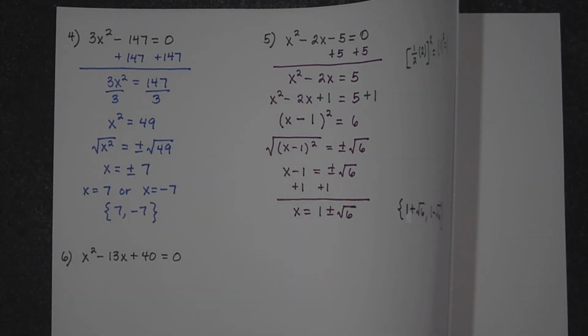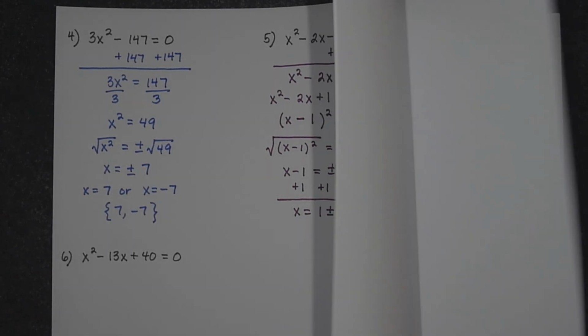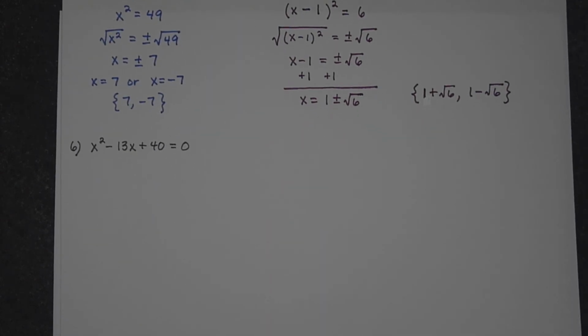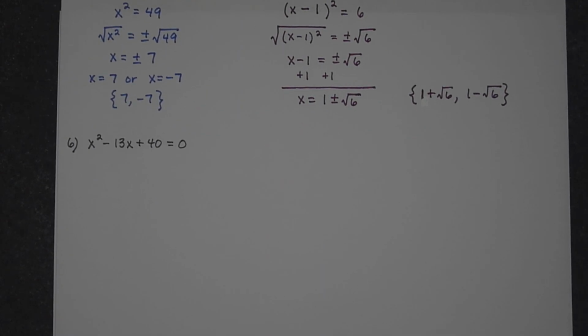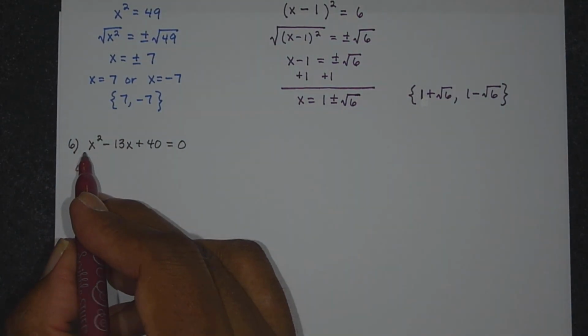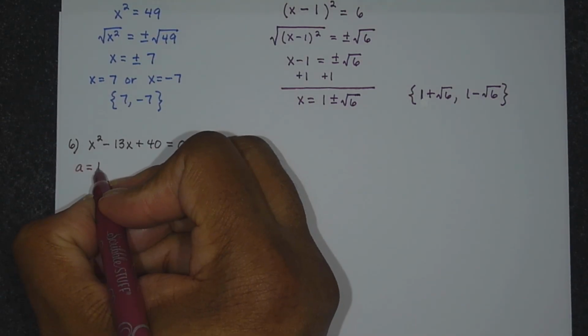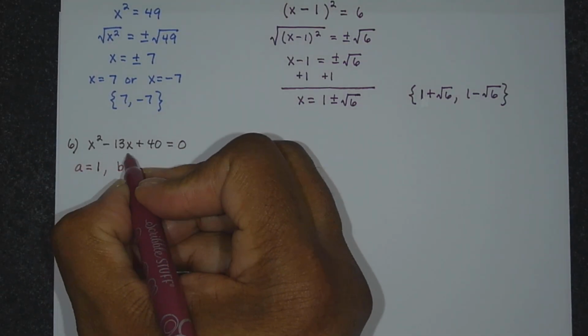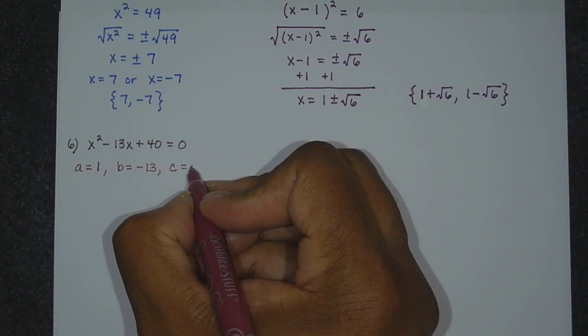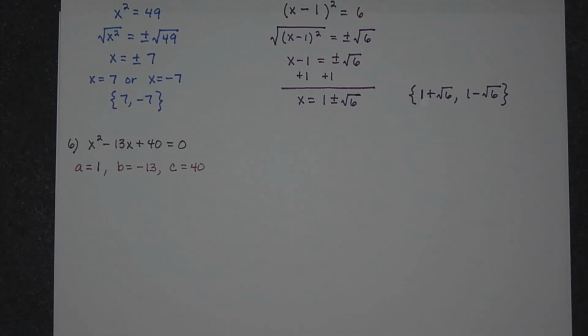All right, in this case, you want to make sure that you do have a 0 on one side of this equation before you use the quadratic formula. Okay, and in this case, we do. So that means I can identify what A, B, and C are going to be. The A is always the coefficient of your x squared term. That's 1. The B is the coefficient of x. That's negative 13. The C is the constant term. That's going to be 40.